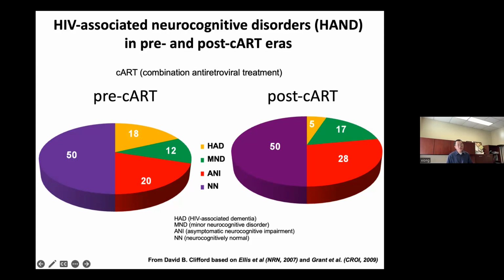The biggest change is coming from the most severe form of HAND, dementia, but the milder forms of HAND are actually on the rise, probably due to many other factors including aging. Right? We now have an aging population even with HIV.